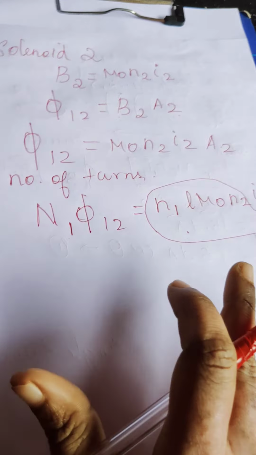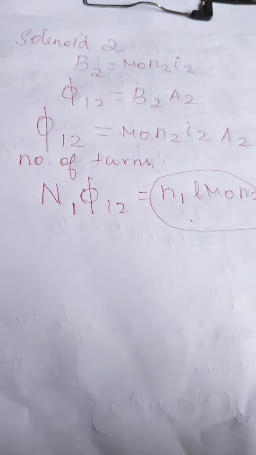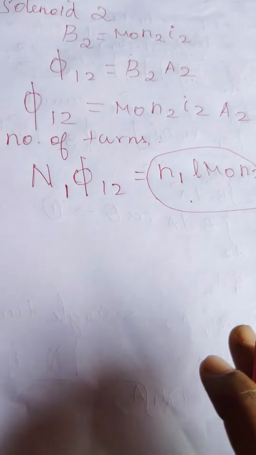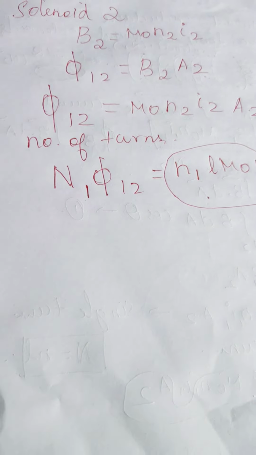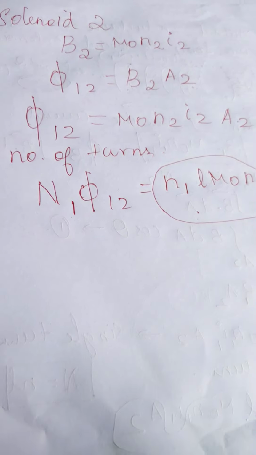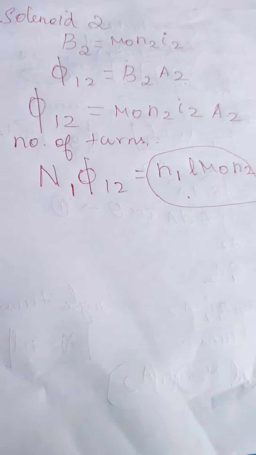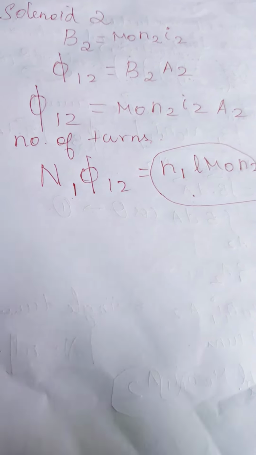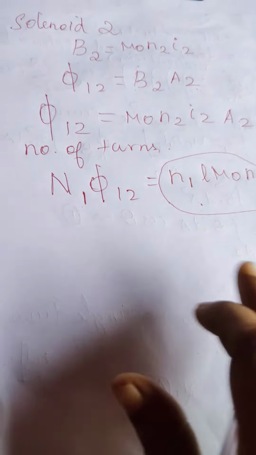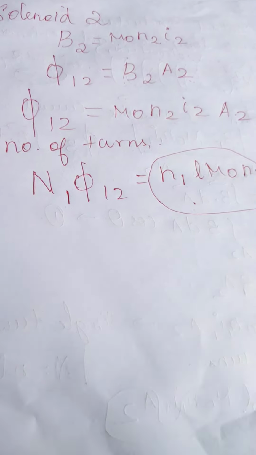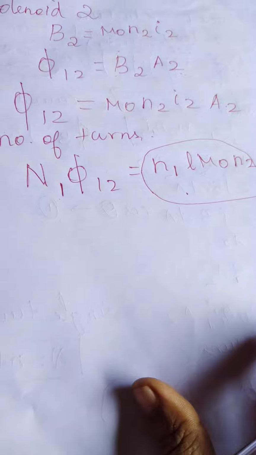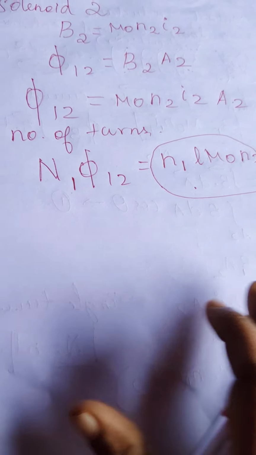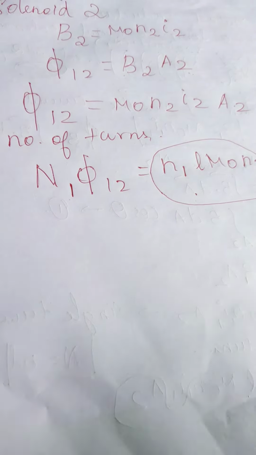So this is the mutual induction between two long coaxial solenoids, which means the length will be the same, but only inside the solenoid will we have the uniform magnetic field. Even if I have the bigger solenoid, there will be no uniform magnetic field. Only inside the small solenoid will I have the uniform magnetic field. So the space is important. This is the mutual induction between two long coaxial solenoids.